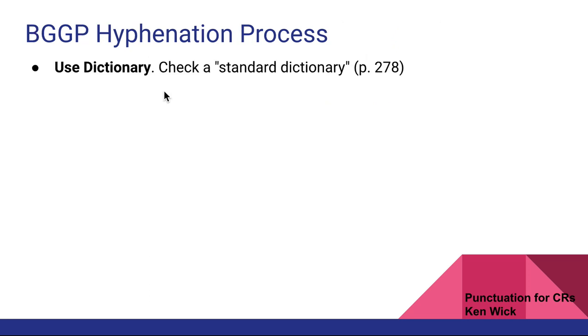So back to the BGGP. It says use a standard dictionary. It doesn't specify which dictionary, but in some compound noun examples, it says that those were checked with the Merriam-Webster Collegiate Dictionary 11th edition. So maybe it emphasizes that dictionary. We don't know. It just says use a standard dictionary.